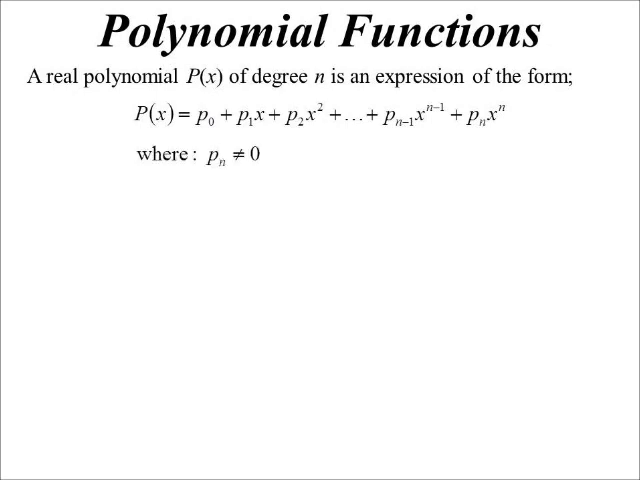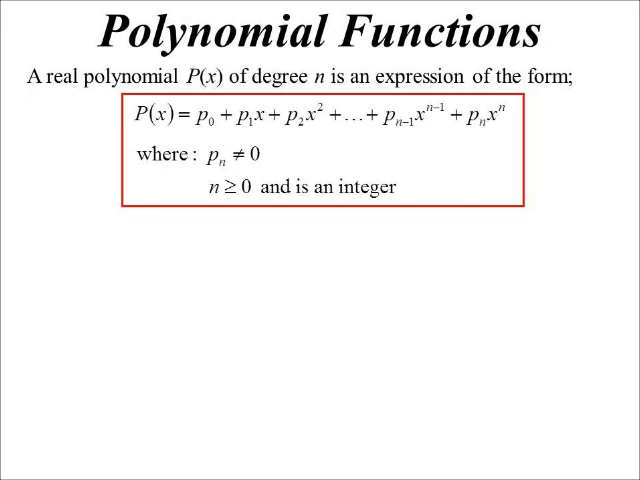The first bit's a bit trivial. Pn cannot equal 0. The reason for that is because we define polynomials in terms of the highest power. And so if Pn was equal to 0, then we wouldn't have x to the power of n, which is the highest power. So it's kind of trivial, but technically Pn doesn't equal 0. But the other thing about the powers, we have to have an integer, but not only have integers, they have to be positive, well, or 0. You can't have a negative integer for a polynomial.